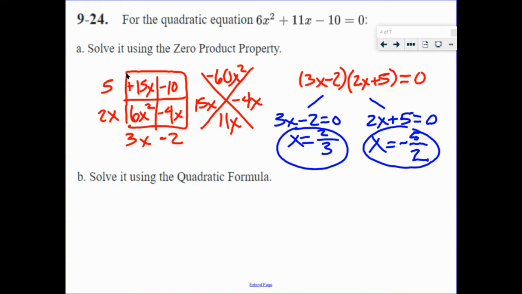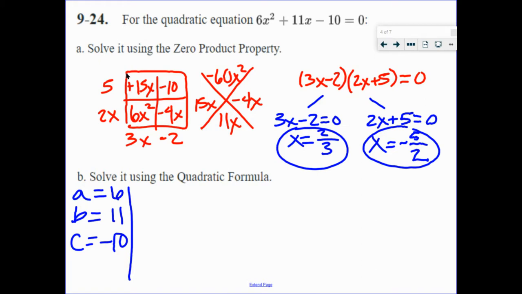Next, we are going to apply the quadratic formula. Hopefully you're singing that song in your head still. I'm going to first label what A, B, and C are. All right. So A, in this case, would be positive 6. B would be positive 11. And C should be a negative 10. All right. So this is important to make note of. Always label your A, B, and C.